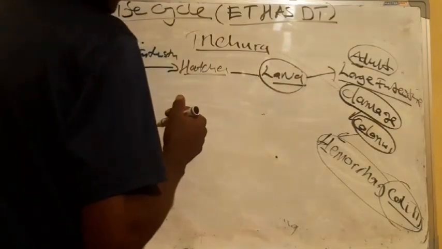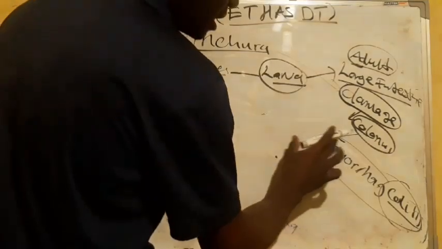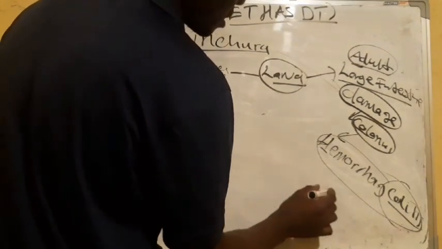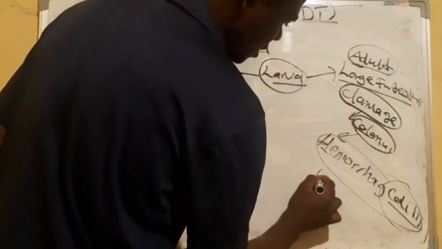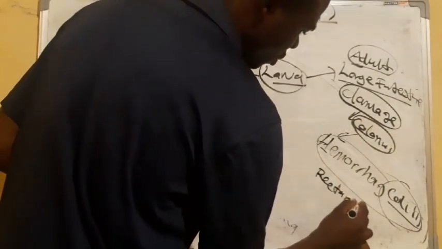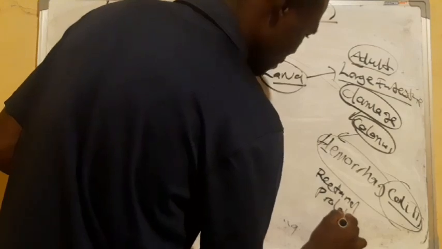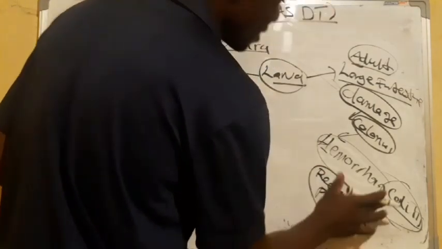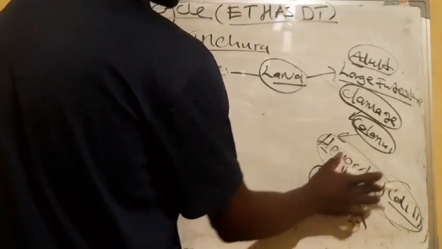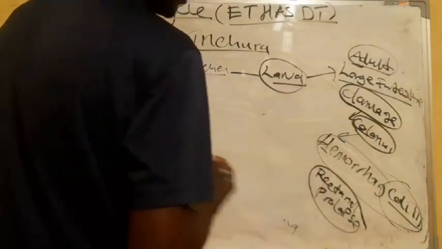The other thing that can be seen here, okay, is the rectal prolapse. Okay, so these two are the clinical features, clinical manifestations of the trichuria trichiura. So these two are the symptoms that differentiate the trichuria from the others.